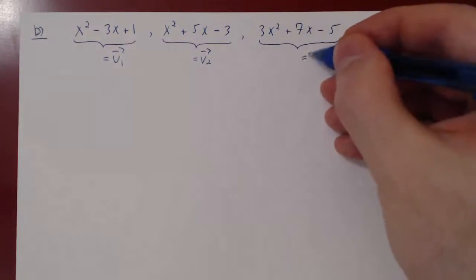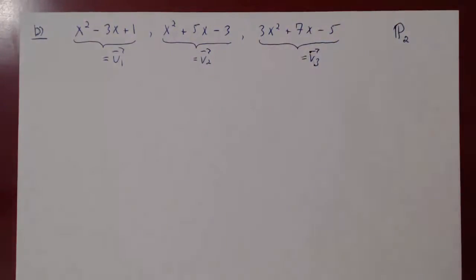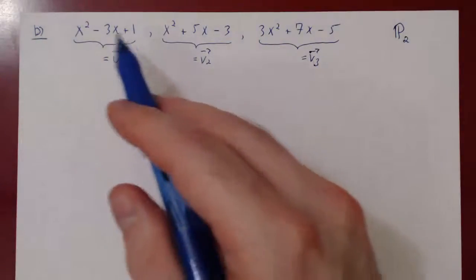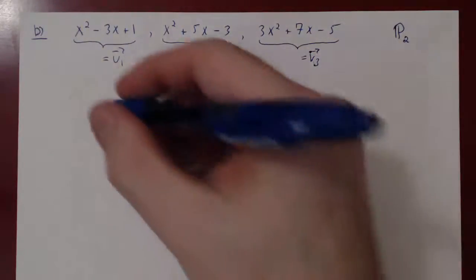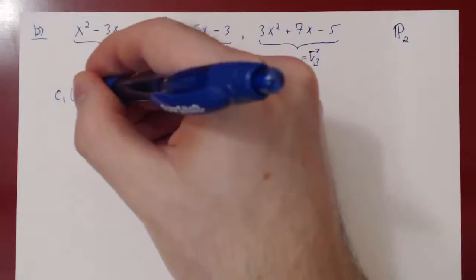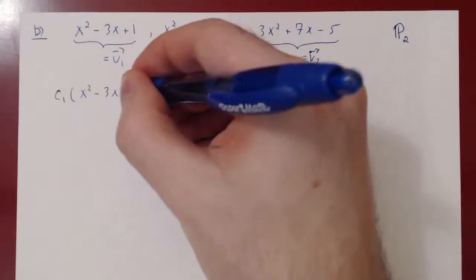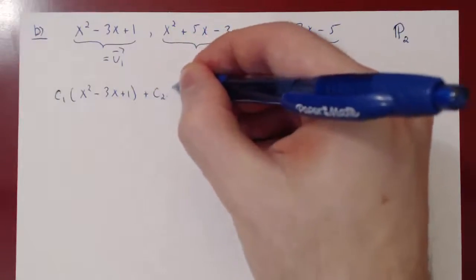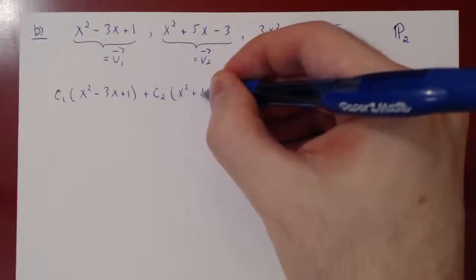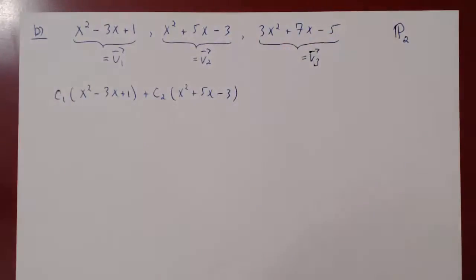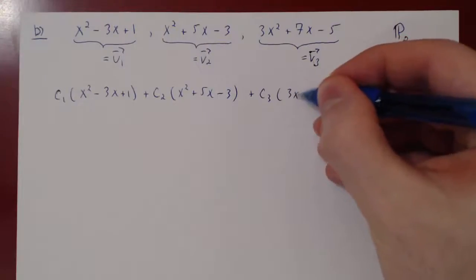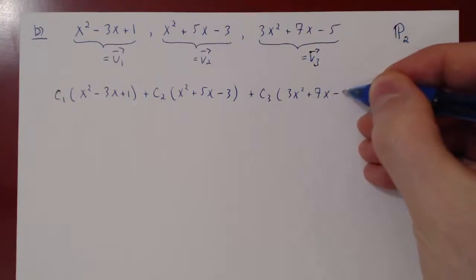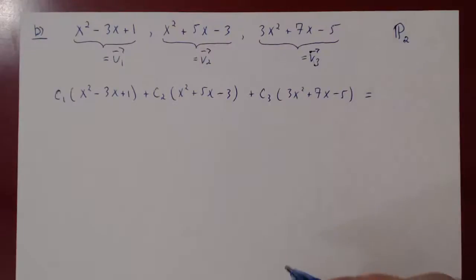The three vectors from our vector space that is P2. As always, we consider a linear combination of these three vectors giving the zero vector from the vector space. So C1 times V1, x squared minus 3x plus 1, plus C2 times V2, x squared plus 5x minus 3, plus C3 times V3, 3x squared plus 7x minus 5, being equal to the zero vector.